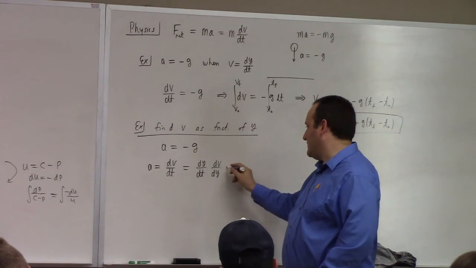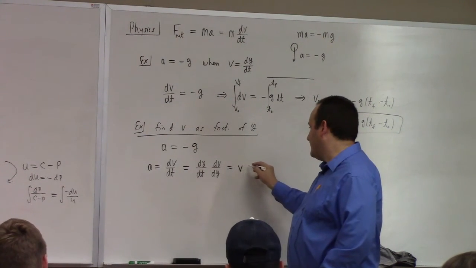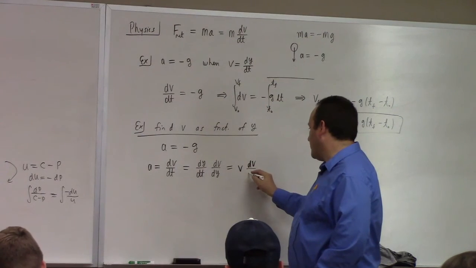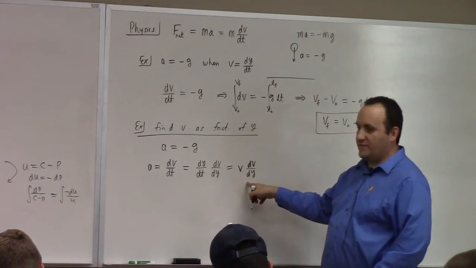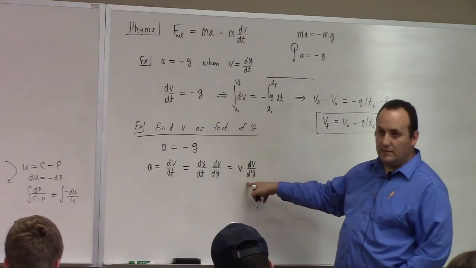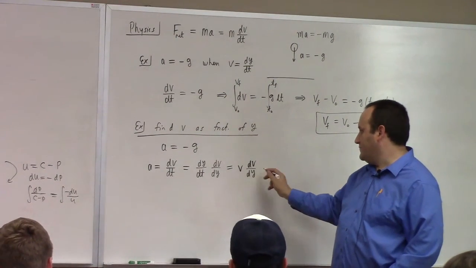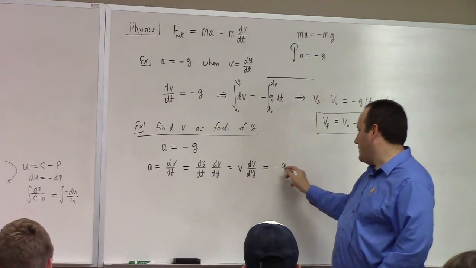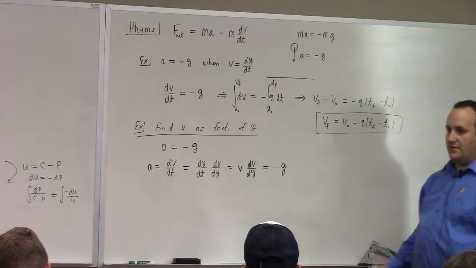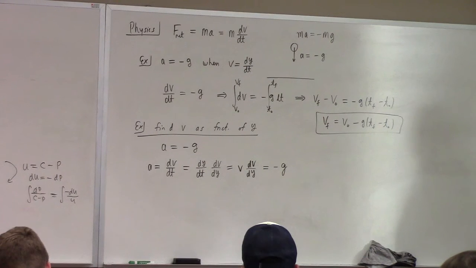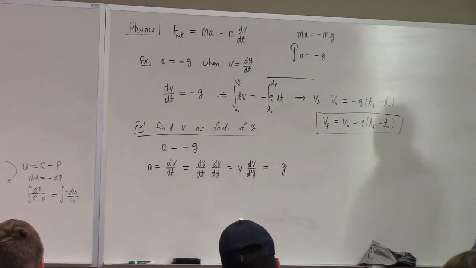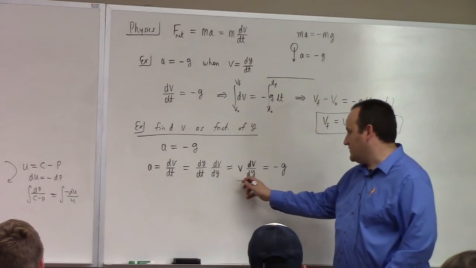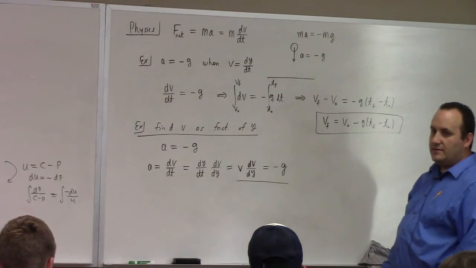And this, of course, is what? Well, this is v dv/dy, which gives me joy to say. So v dv/dy is the acceleration in terms of the derivative of the velocity with respect to the position y, and that's equal to minus g. Now that is something that separation of variables was kind of made for, right? So here we go. Now here's a differential equation. We know how to solve those. What are we going to do?